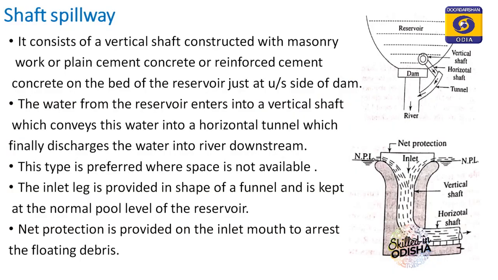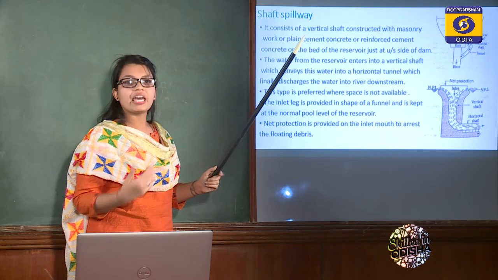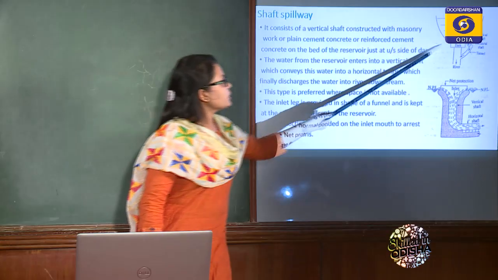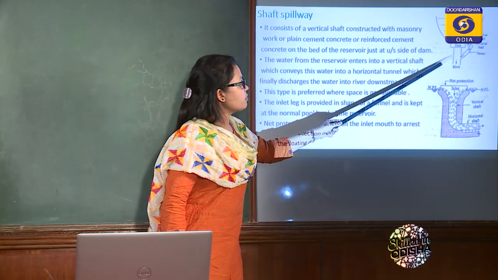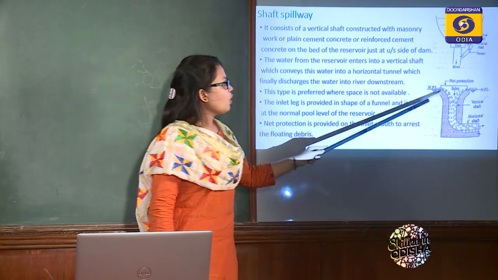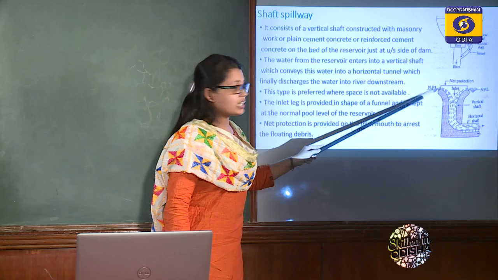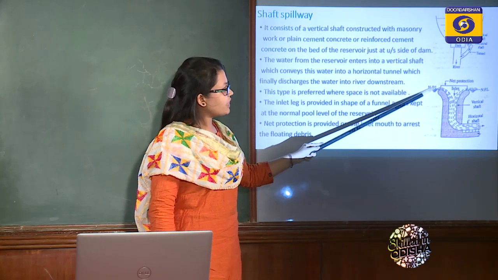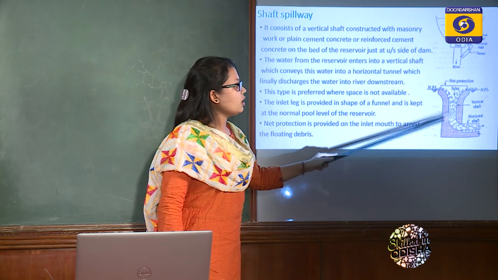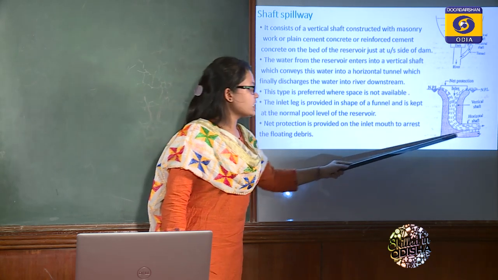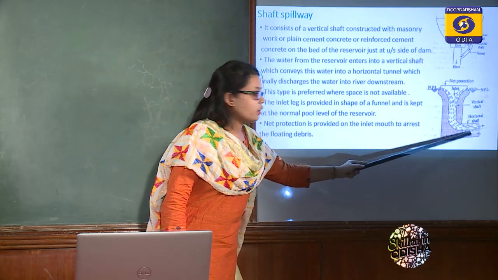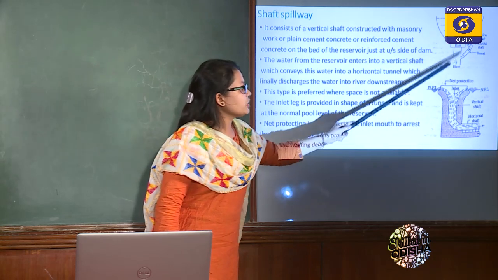The horizontal shaft can be either within the body of the dam in case of a gravity dam, or it can be constructed below the base, that is through the foundation, in case of non-rigid dams. So the water will be taken from the vertical shaft and horizontal shaft and back to the river. The conical shaped mouth is provided at the NPL, that is normal pool level. Whenever water rises above that level, it will be directed to the vertical shaft.